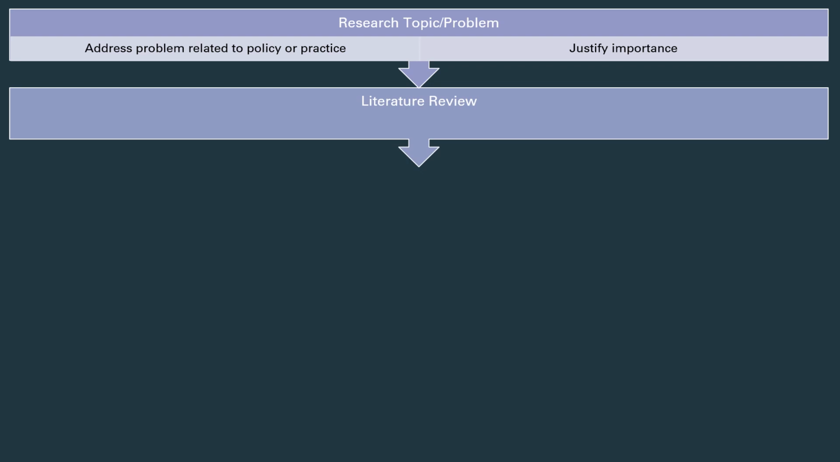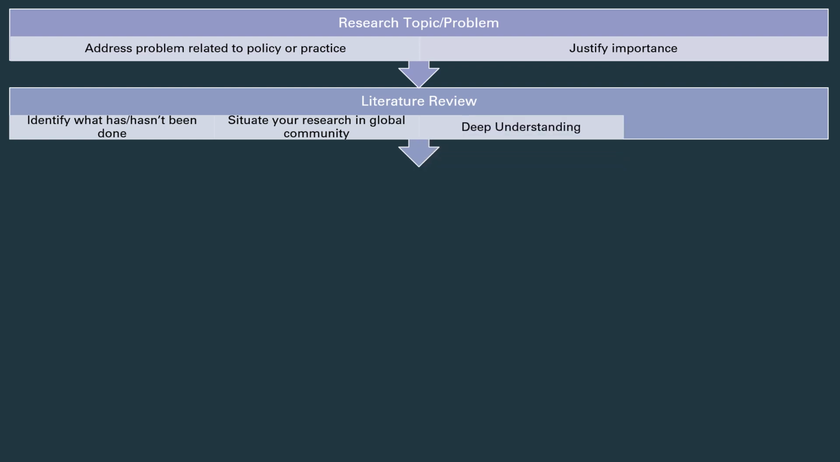And the second is the literature review. When we do a literature review, we identify what has or has not been done in the past, and it helps situate our research in the global community. It develops our understanding in a deep manner and helps us understand the concept. And in the literature review, we need to critique research to meet our needs so that we become able to justify the importance of our topic.